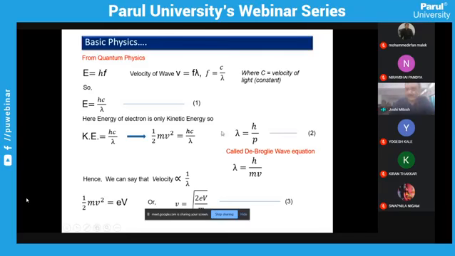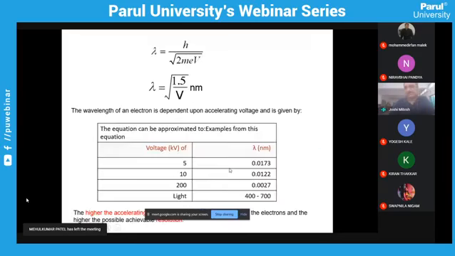You have another equation, the de Broglie wavelength equation, where lambda is equal to h upon p. P is the momentum, so lambda is equal to h upon mv. By combining these two equations, we have the final expression: lambda is equal to h upon the square root of 2meV. Lambda is the wavelength, h is the Planck constant, m is the mass of the electron, e is the charge of the electron, and V is the potential. Just by substituting the constants, we get the simple equation: lambda is equal to the square root of 1.5 nanometer per voltage.